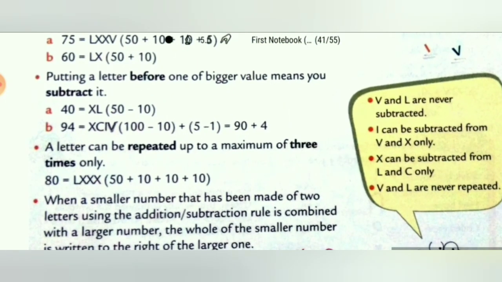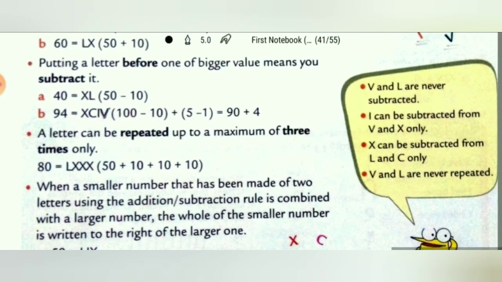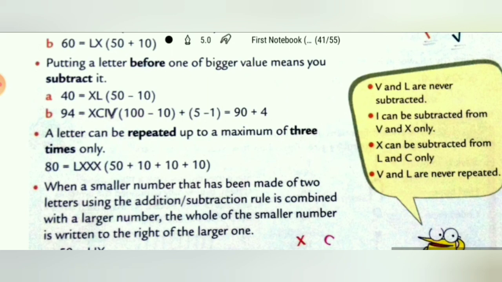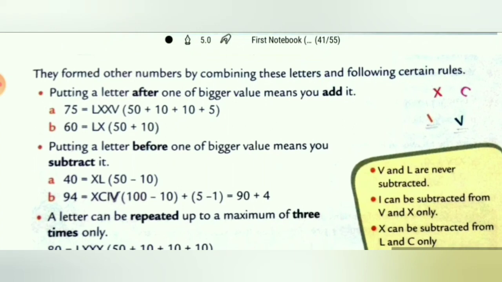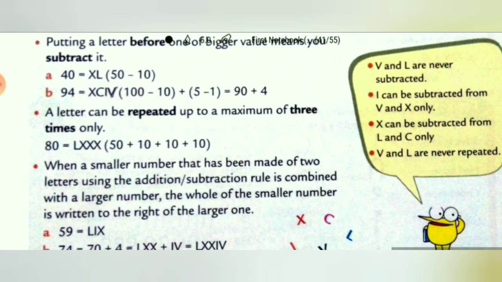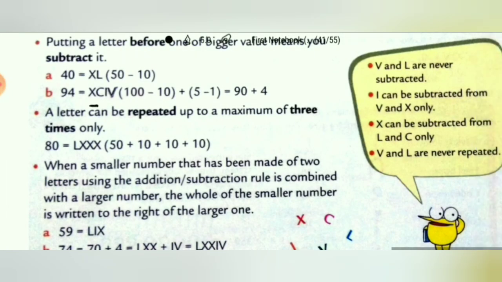Next, 94. 94 means 100 minus 6. Or we can say 100 minus 10, that is 90. How will we write it? 100 we represent as C. So first we have done 90. How will we write 90? X and C represent 90.